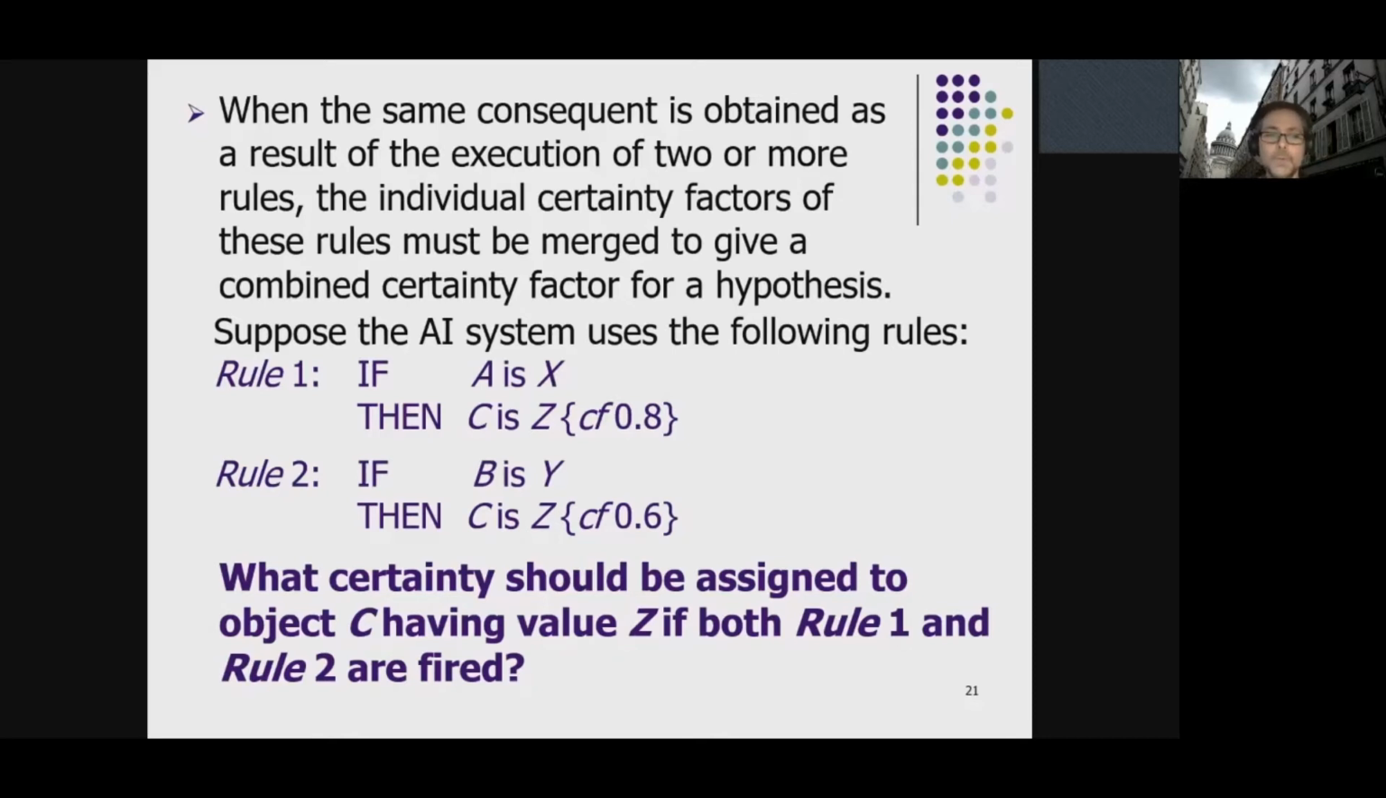So both rules, the if part is completely different. That's important. It means that they get information from different facts or different pieces of evidence. They receive different pieces of evidence, but the then part, the action part, the conclusion, affects C, but according to different certainty. So the concept C, the object C, gets the value Z in both rules, but with different certainty.